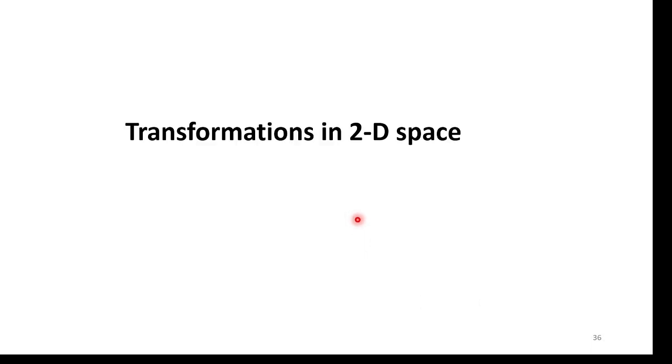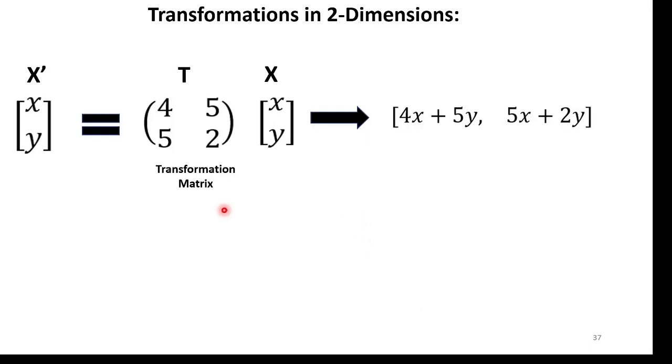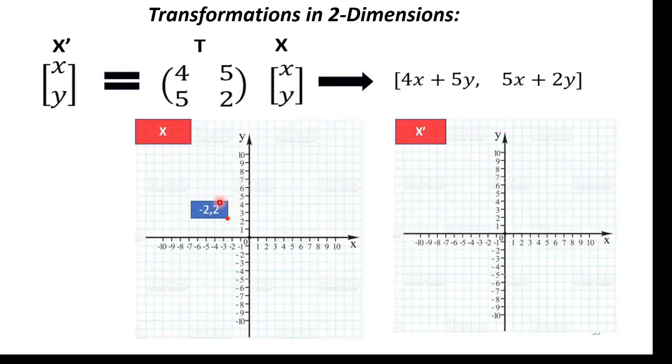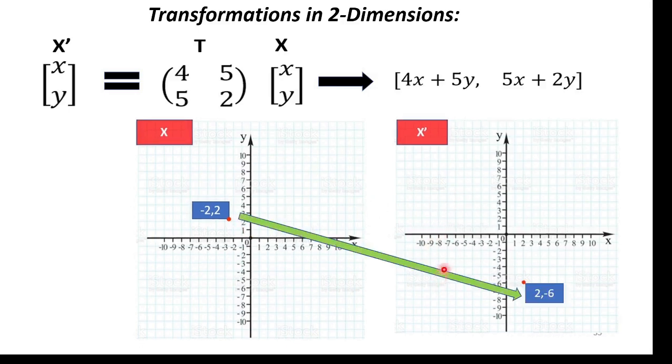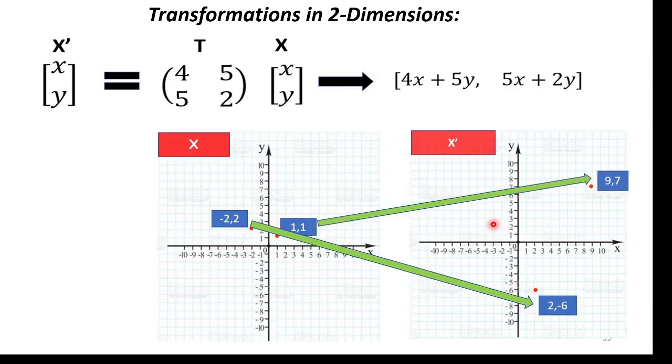Now transformation in 2D space. As we have seen in the previous slide, there was a function which was transforming a data item from one place to another. For a 2D data item, we use a transformation matrix to transform the data items. X is a vector which has these two components, and this vector is being transformed using this transformation matrix. Consider this point minus 2, 2. The projection of this point in x dash space is here using this transformation. This is another point which is projected here.